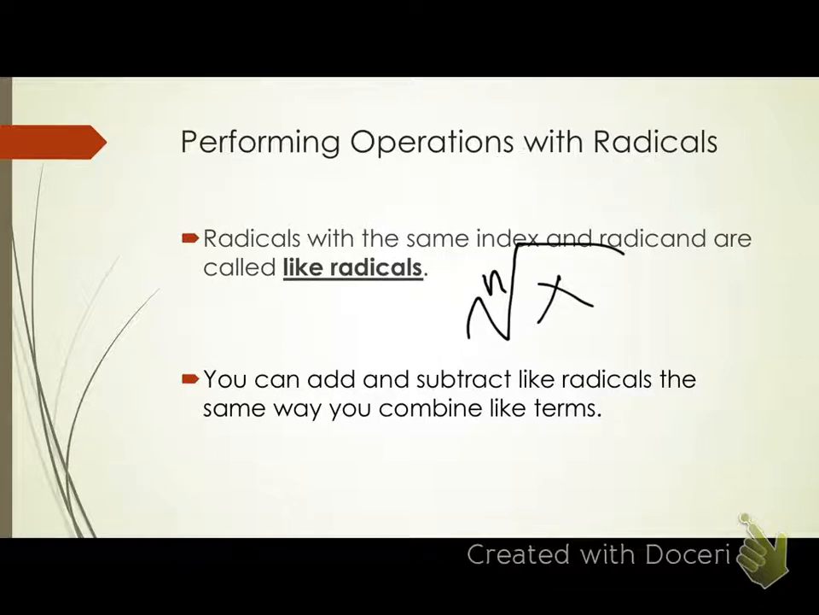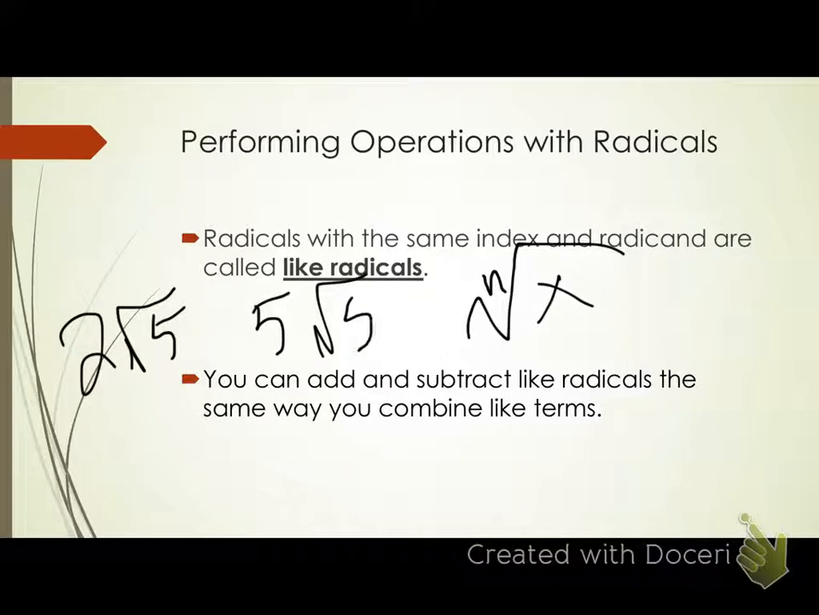Now let's say I give you 2 times the square root of 5 and 5 times the square root of 5. Those would be like radicals because the radical has the same index on each of them and the same radicand. The 2 and the 5 out front, those are just numbers being multiplied by my radicals, so these are still considered like radicals. So let's talk about addition and subtraction.